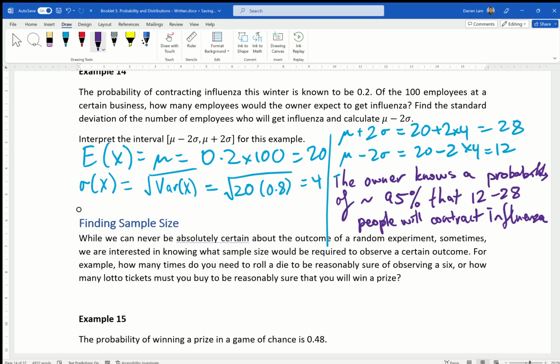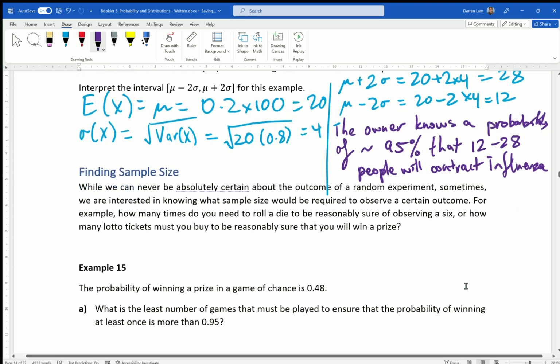It should be approximate. Just to be clear, you should never write, it is a 95% chance. It should be approximately 95%. Okay. Any questions about that one?